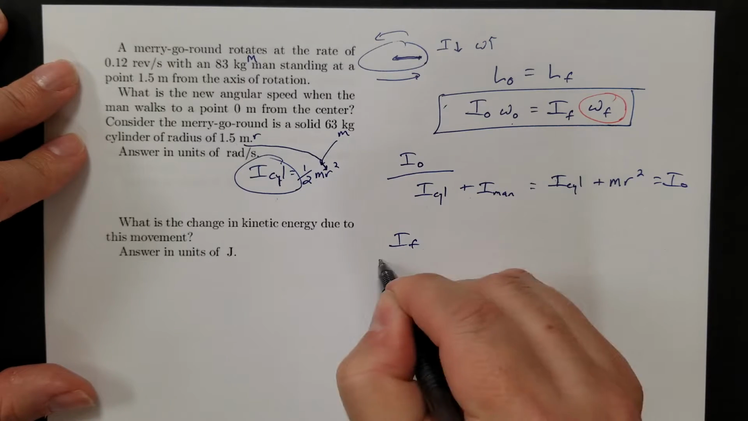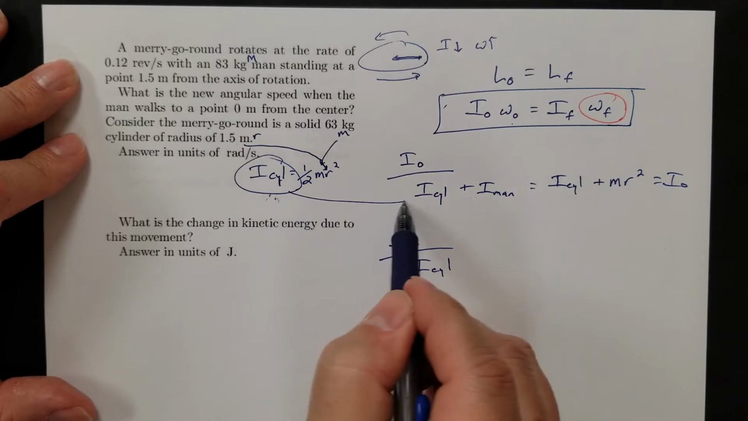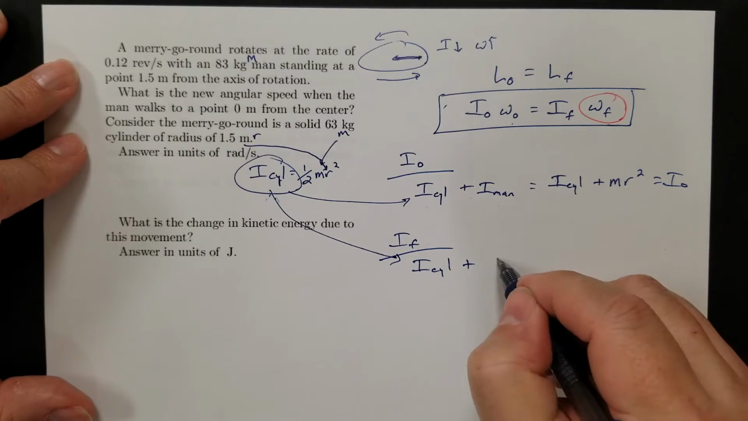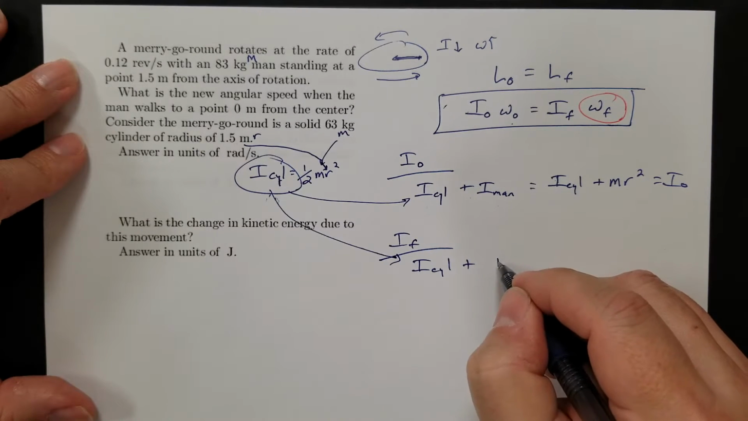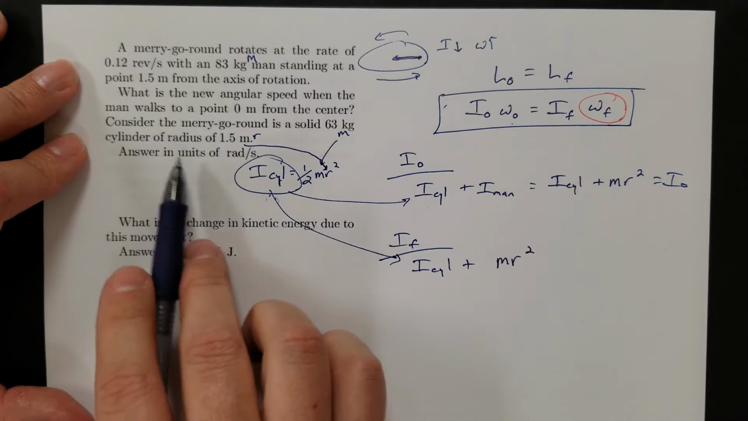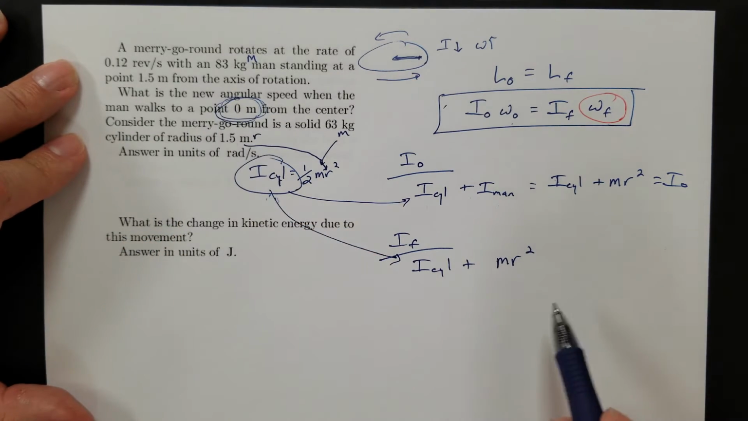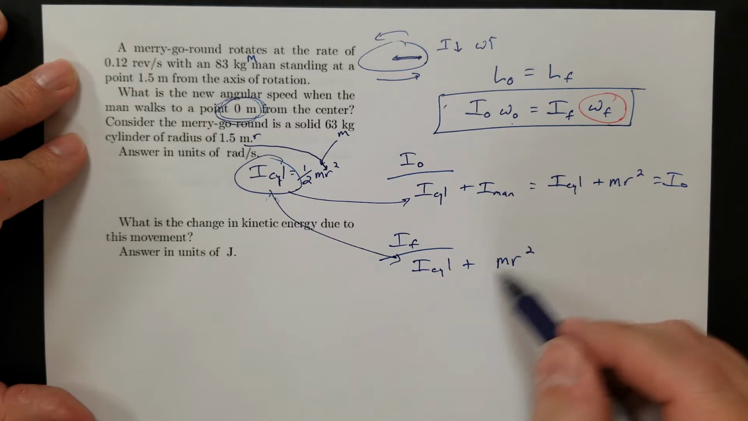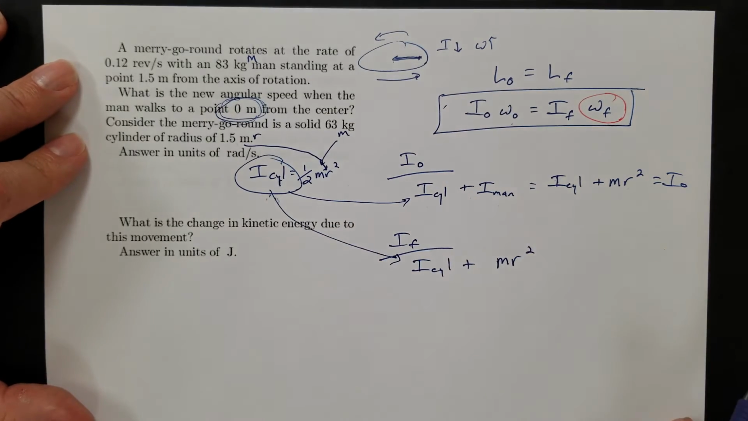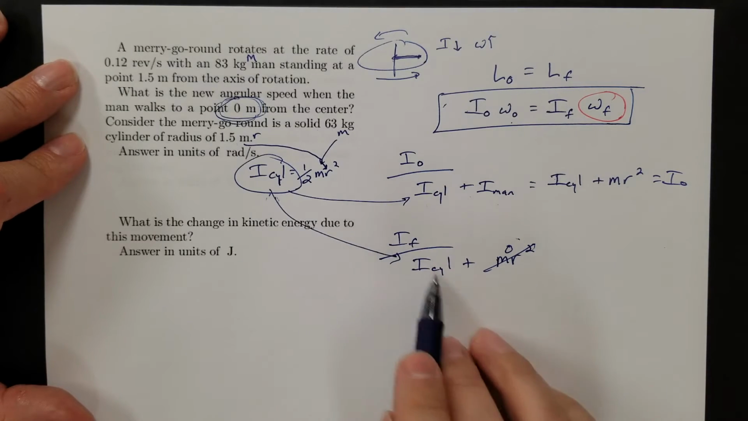Same thing for I final: it's going to be I cylinder, which I got already. I'm going to take that number, whatever I get, and that goes here, plus the moment of inertia of the man. Again, he's a point mass, so it's mr squared. But it says my guy goes to 0. And if r is 0, that means this whole term goes away. If your problem is just like my problem and it says the guy walks to the middle, that guy basically disappears. He's on the rotation axis. So this is 0, and my final is just the cylinder.